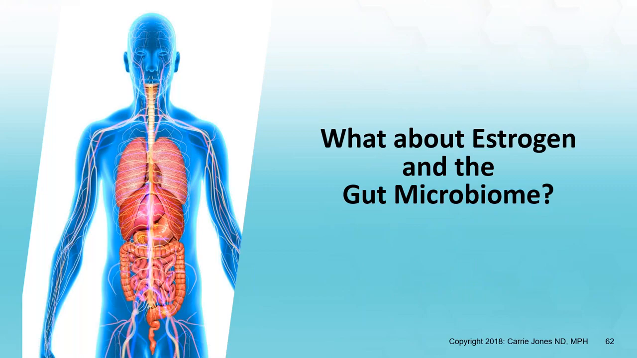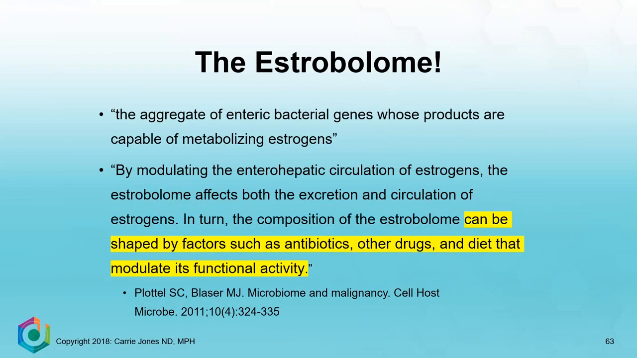So now that's out in the bile, right? Now we've got our estrogen out. We've crossed from inside the cell to outside the cell, and now we have to go through the gut microbiome. And that leads us to the estrobolome. The estrobolome is this aggregate of enteric bacterial genes, and they are capable of metabolizing estrogens. And they're highly affected, just like everything else in our microbiome, by antibiotics, drugs, diet, everything that we think modulates its activity.